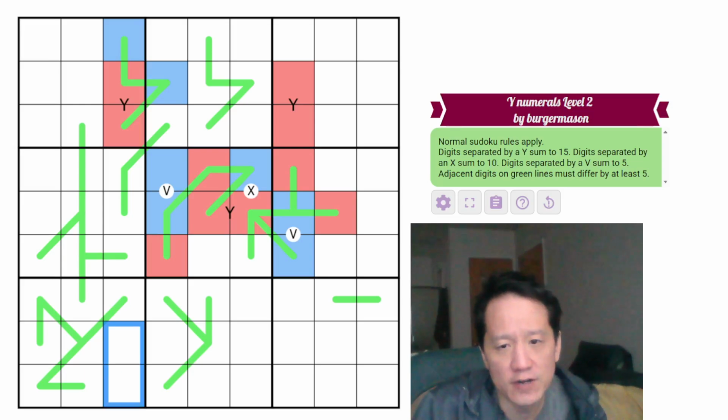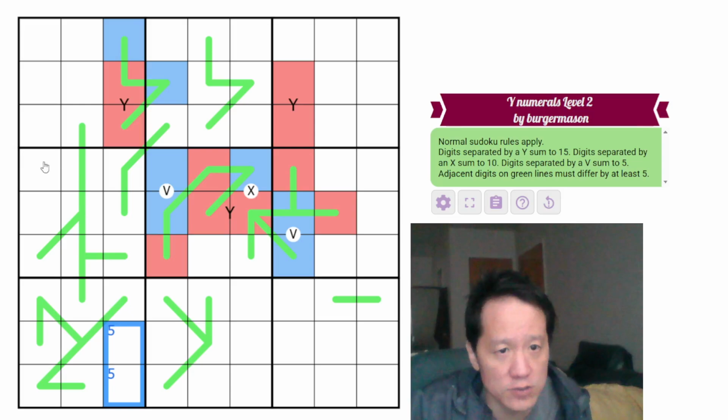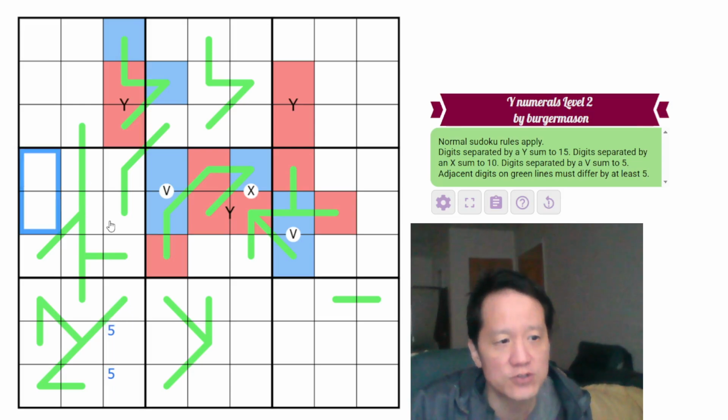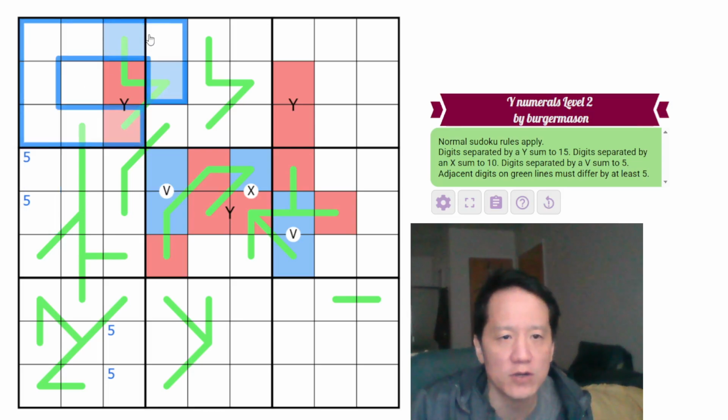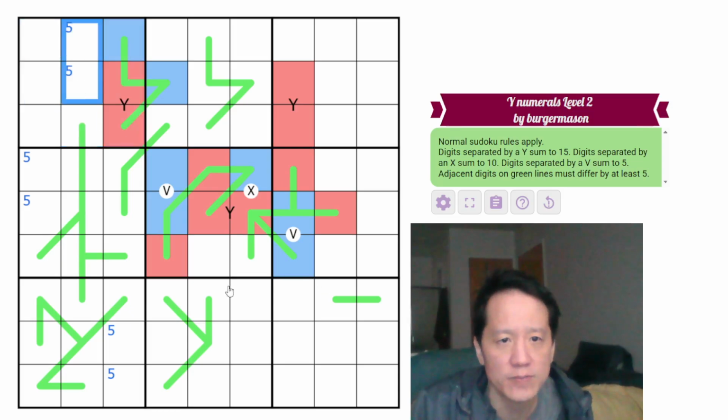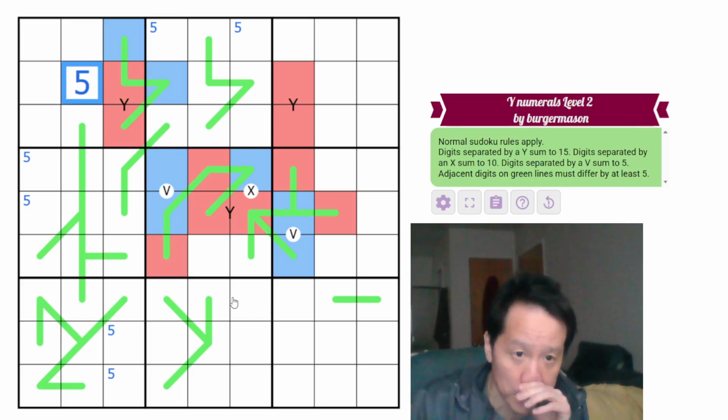So where's the 5 in box 7? It has to be one of these two. Where's the 5 in box 4? It has to be one of those two. And because of that, we know that the 5 in box 1 has to be one of these two. Similarly, in box 2, where's the 5? It has to be one of those two, which eliminates 5 there. So this must be a 5 here.